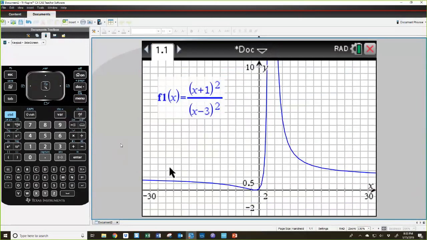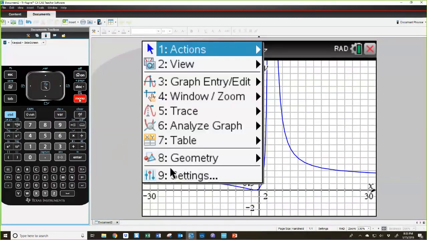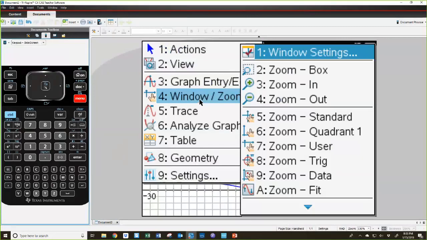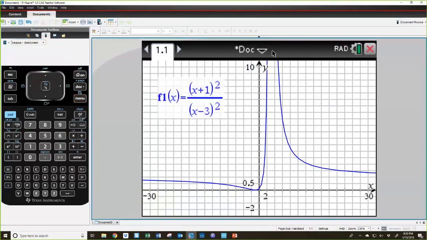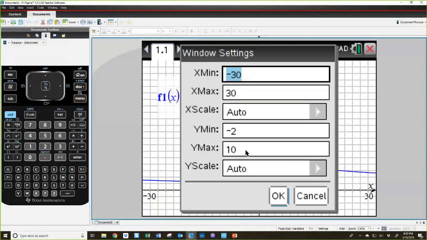Now, obviously, there is another way to do it, and that is under your menu screen. So we could have gone to Menu, and we see number 4 says Window Zoom. For some reason, my students miss it because I think it's number 1, and their eyes focus on all the Zoom things, but it's Window Settings. And so they get this little box, and then they can input those values in this little template and do the same thing.